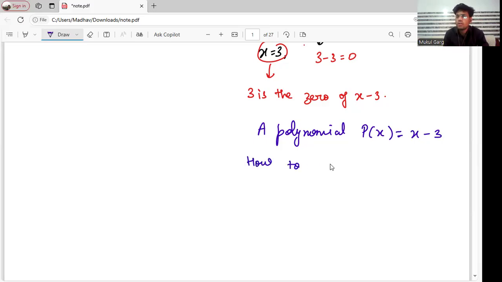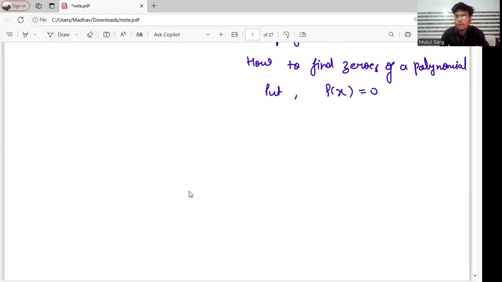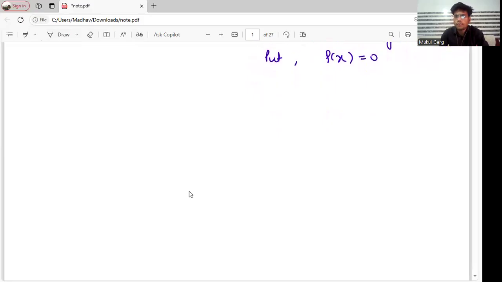Put your polynomial equal to 0 and solve for x. Okay, put the polynomial equal to 0 and just solve for the variable. You will eventually get the zeros of the polynomial. Very easy. Now there are some questions related to that which might be asked in the board exam.